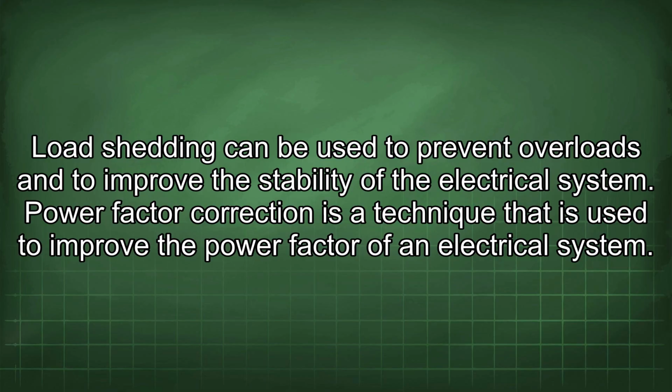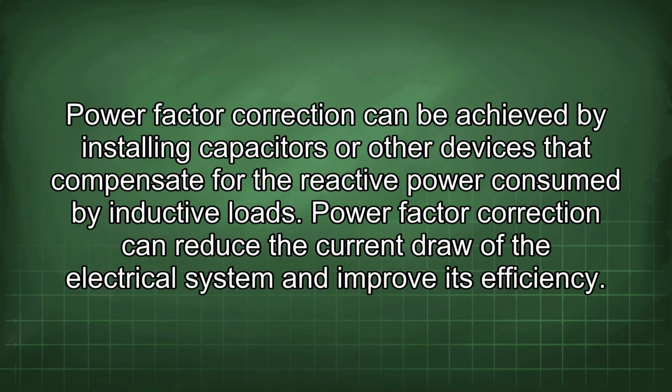Power factor correction is a technique that is used to improve the power factor of an electrical system. Power factor correction can be achieved by installing capacitors or other devices that compensate for the reactive power consumed by inductive loads. Power factor correction can reduce the current draw of the electrical system and improve its efficiency.